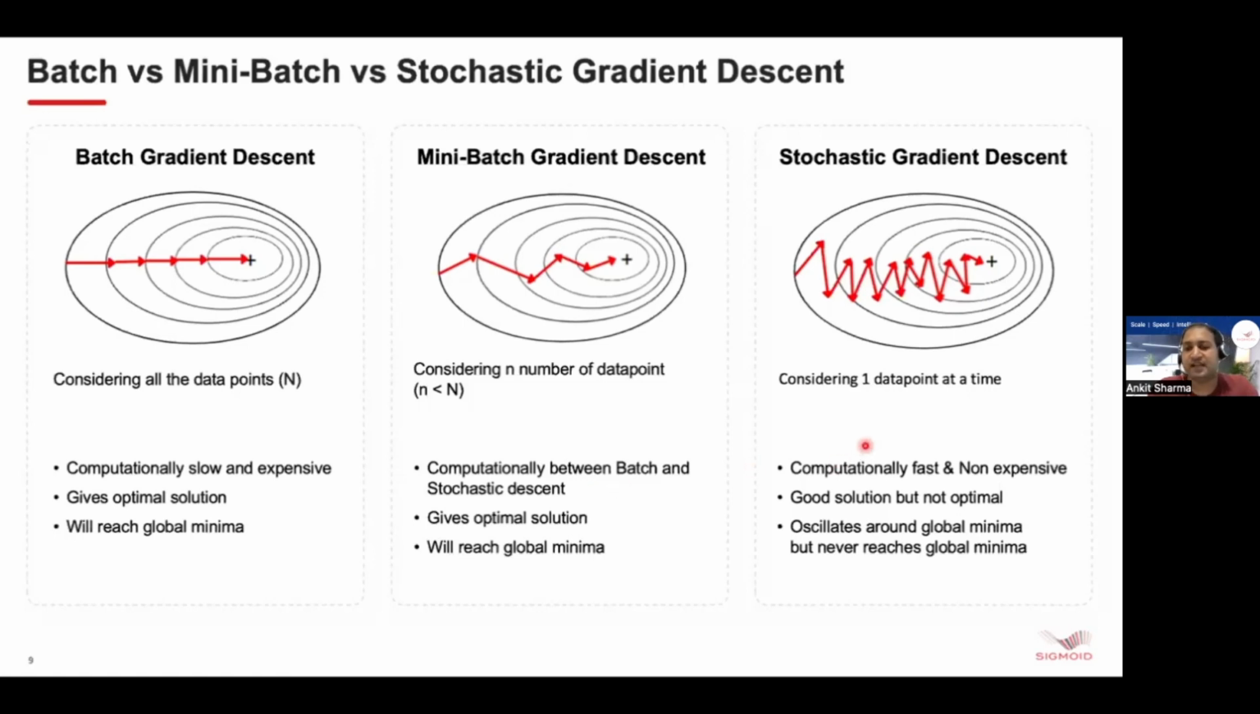And stochastic gradient descent is computationally faster and inexpensive because it is going to use only a single data point while calculating the cost function. The main disadvantage of the stochastic gradient descent algorithm is that it provides a good solution, but not the optimal solution, because it will never reach the global minima. It will always oscillate around the global minima of your cost function, but it will never touch it. That's why the optimal solution is not there for stochastic gradient descent.